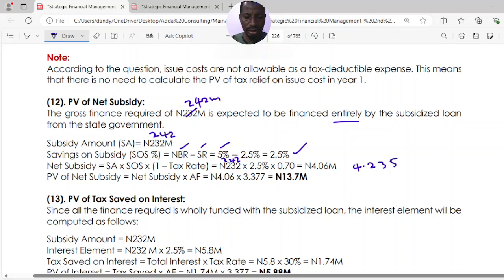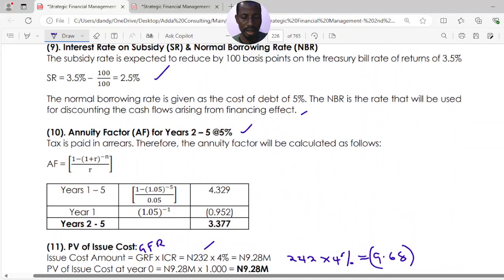Then the PV of net subsidy will be the net subsidy multiplied by the annuity factor. We have already calculated the annuity factor here. Remember, tax is paid in arrears. So to get the annuity factor of year 2 to 5, because tax is paid in arrears, we are calculating the tax saved on interest for year 2 to 5.